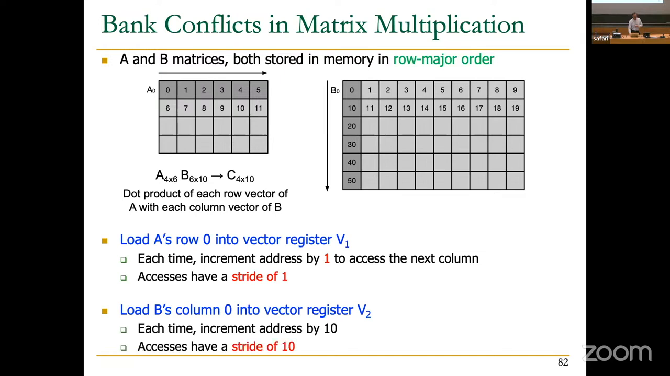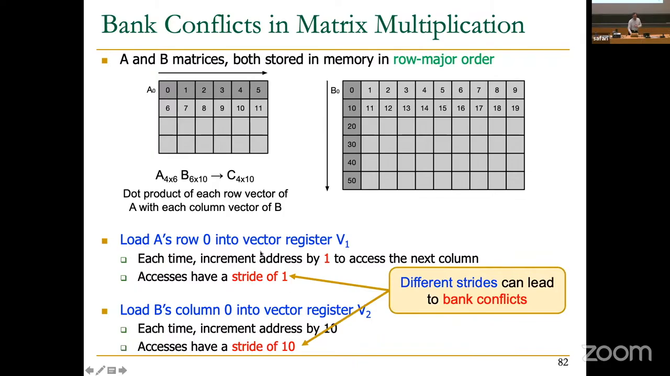Basically, this is very difficult to achieve. The purpose of the initial example was to show that different strides can lead to bank conflict. This is a stride of 1, this is a stride of 10. But now when you start doing something else, when you start multiplying this vector with some other array, then you may actually start getting bank conflicts.